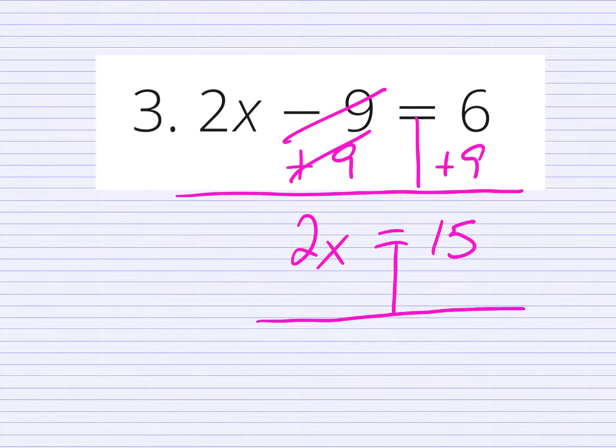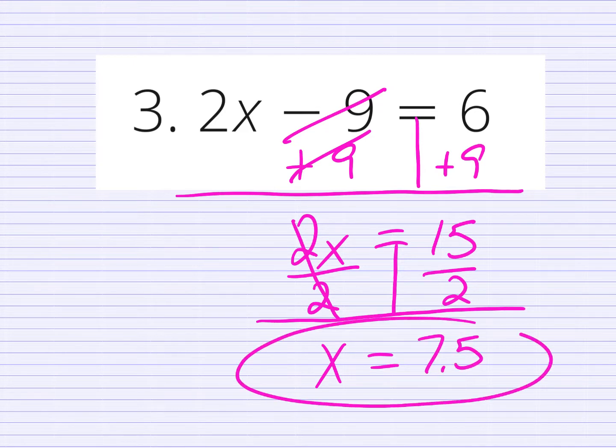Now we have to keep going because our x is not by itself. So again, we have to ask, what's on the same side as our x? A 2. That 2 is multiplying. What's the opposite of multiplying by a 2? Dividing by 2. So on the left-hand side, our 2's cancel out. Bring our x straight down, bring our equal sign straight down, and I get 7.5. Well, my x is all by itself, so we are finished.